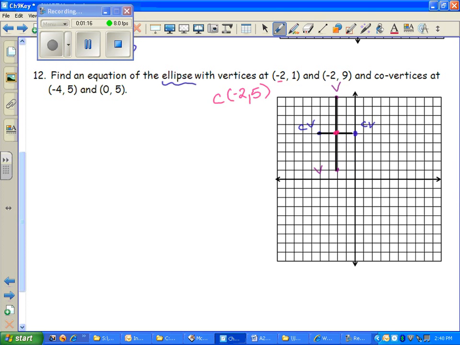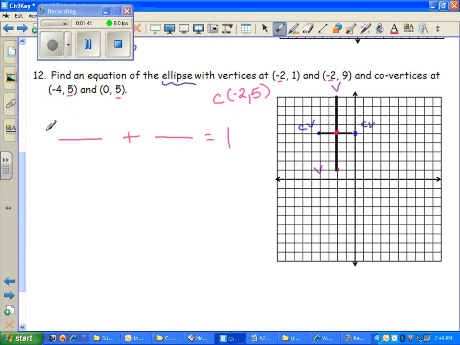You might also notice that the -2's are repeated for the x's on the vertices, and that the 5's are repeated for the co-vertices. That's another place that you can find the center. So now that we have the center, we can be figuring out our ellipse. I know that it's an ellipse, so I know that I'm going to have two fractions with a plus in the middle and then equals 1 on the right side.